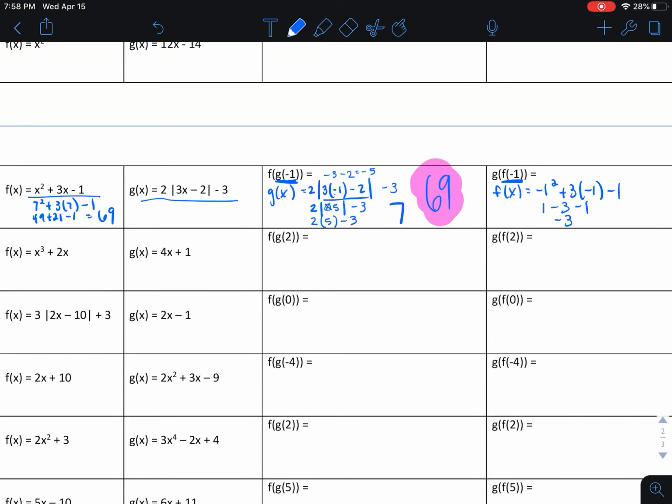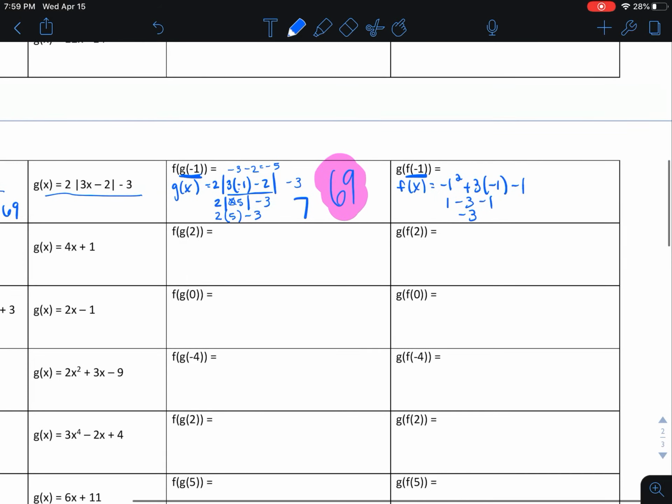That's our first part. Okay, now we're going to take this -3 and plug it into our g of x function. All right, so now we have 2, absolute value of 3 times -3 minus 2, and then minus 3 on the end. So again, start with inside the absolute value. 3 times -3 gives me -9. -9 minus 2 gives me -11.